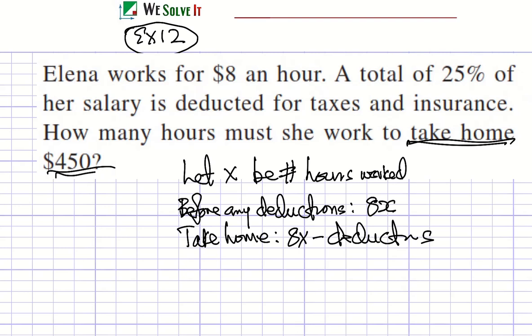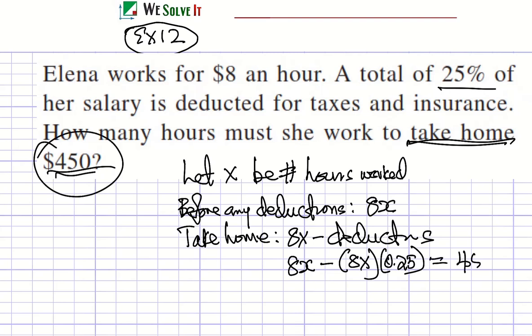But what are the deductions though? Deductions will be whatever she makes. You have to take whatever she makes, 8x, and multiply that by the deduction right here, 25%. Remember, we'll talk about this in arithmetic. 25% just means 0.25, okay? So this is what we're looking for. So the take home will be 450.